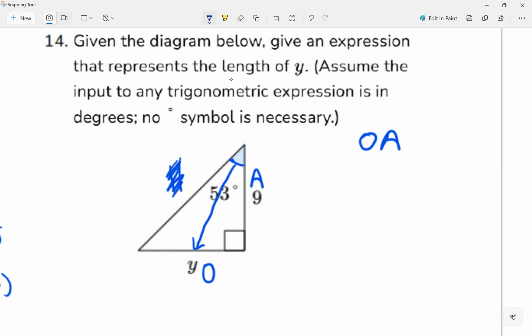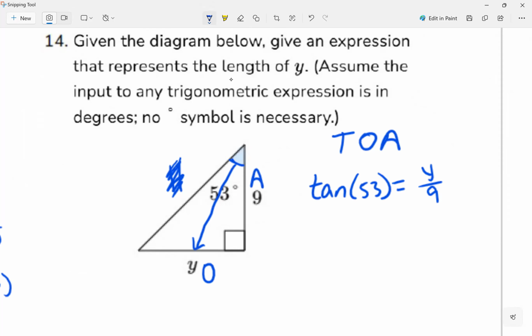From the acronym SOHCAHTOA, which part uses O and A? Well, in this case, that was TOA. That means that we're going to be calling this tangent. So let me go tangent of 53. I know it's opposite over adjacent, so it's y over 9.